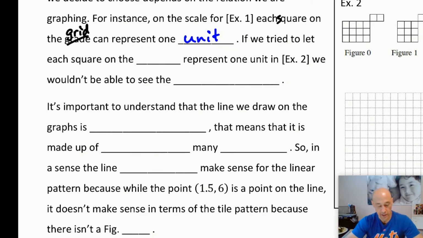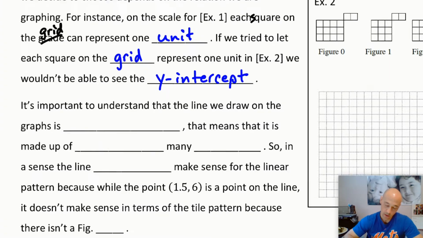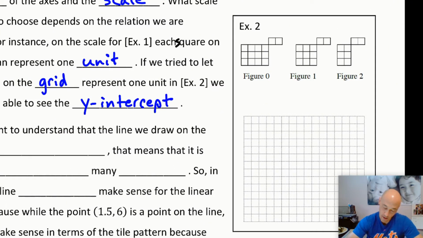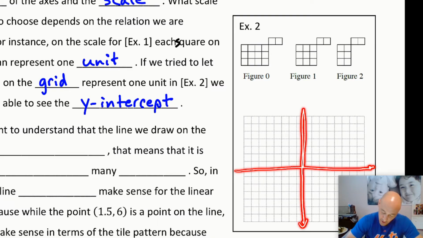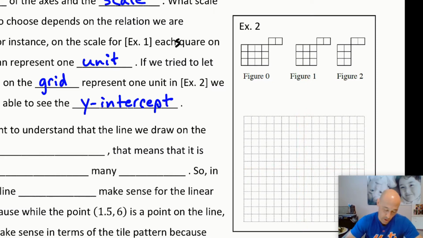If we tried to let each square on the grid represent one unit in example 2, we wouldn't be able to see the y-intercept. I'll show you that right now. Here we have a situation where figure 0 has 3 times 4, that's 12, plus 2 is 14 tiles. If each square was one unit, 14 would be way up here, and we wouldn't see it. So we don't want to do that.